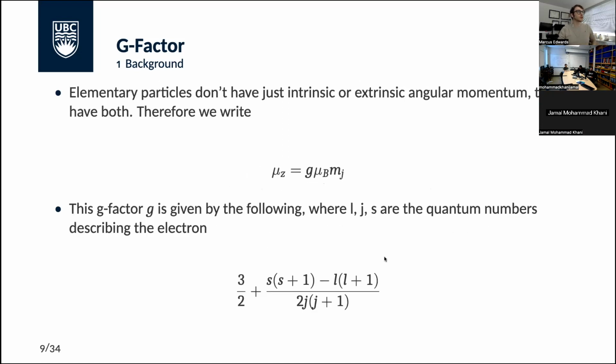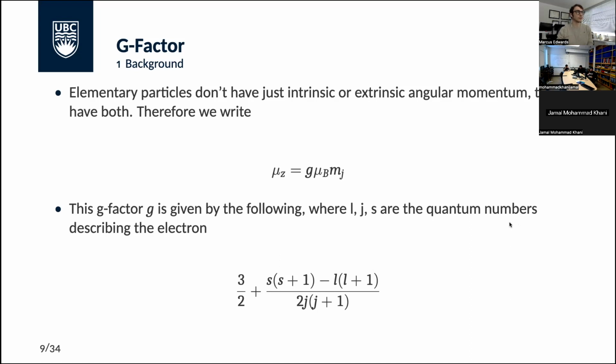But elementary particles don't just have intrinsic or extrinsic angular momentum. They don't just have spin or extrinsic angular momentum, they have both. Therefore, we write G to capture this. And G has been derived through a long derivation that I won't include, to be given in terms of quantum numbers S, L, and J. And this is the formula we get.